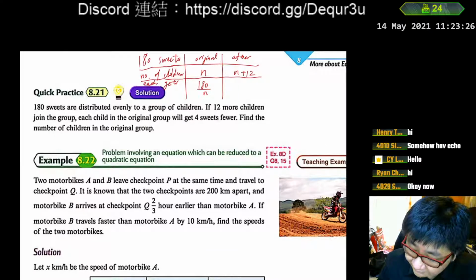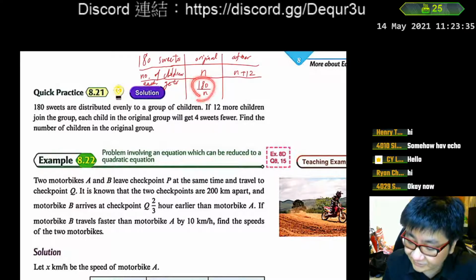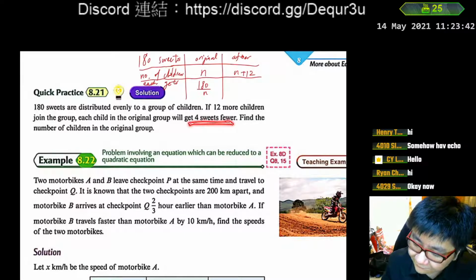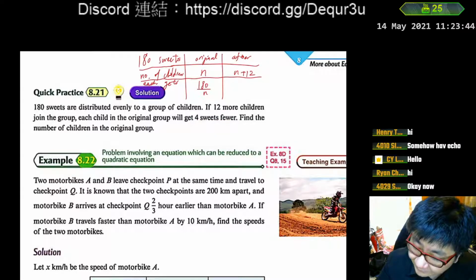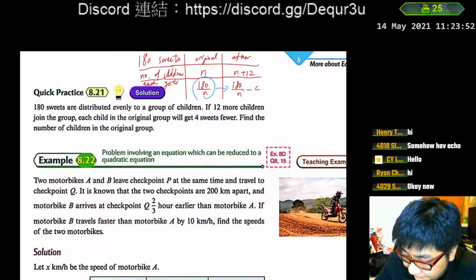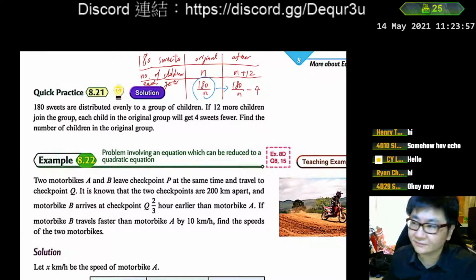Each of them will get 180 over n for the original, since 180 is distributed to all the n children. But what about after? After, we can use the information found here. They will get 4 fewer. Compared to the original case, they will get 4 fewer. Therefore, it's 180 over n minus 4. Okay, so this is the complete analysis of the table.